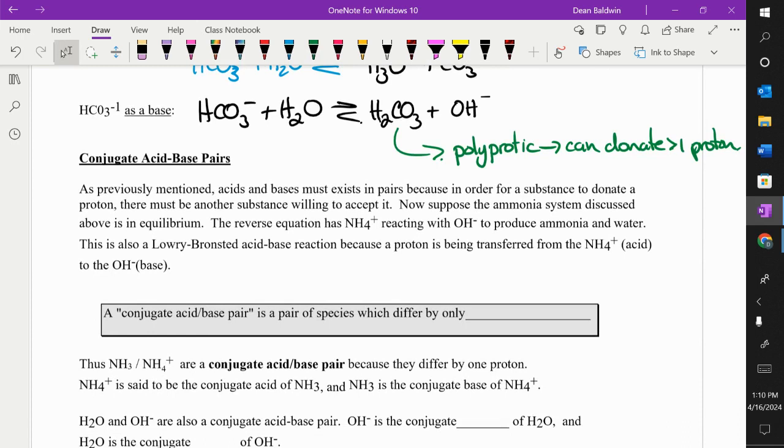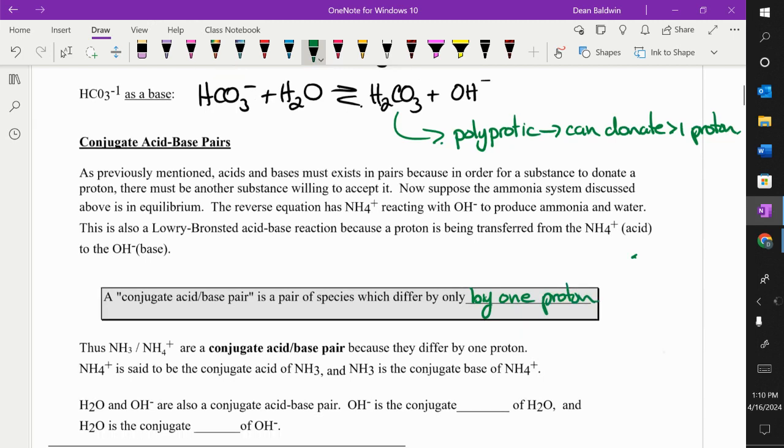Conjugate acid-base pairs. Because we exist with a proton acceptor and a proton donor, and they exist in pairs, we have what are called conjugate acid-base pairs. All right? They differ by one proton. Okay?